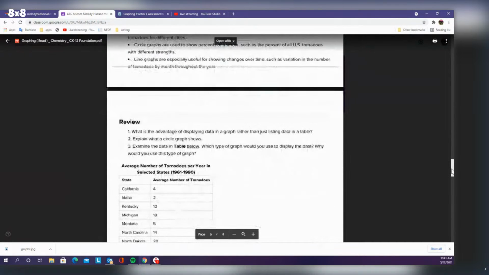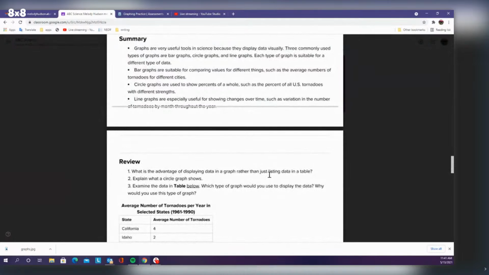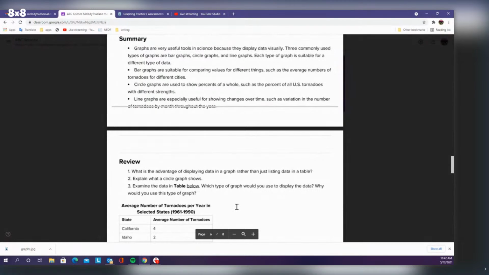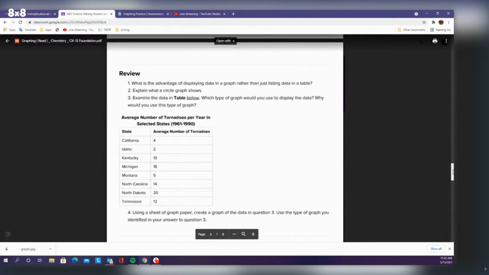And review, what's the advantage of showing data in a graph rather than just listing it in a table? Well, you're able to see the data more clearly. They point to exactly where your attention should be. And a circle graph shows what? Percent of a whole. And then let's finally take a look at this data in this table right here.